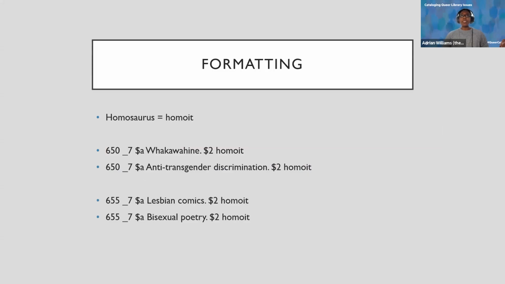There are 2 places to put Homosaurus terms in the MARC record, the 650 field for subject terms and the 655 field for genre/form terms. The first indicator can be left blank, or it can be made a 1 to indicate that this is a primary heading for the title, or a 2 to indicate that it's a secondary heading for the title. The second indicator is 7, which indicates that the source code for the controlled vocabulary is present in the subfield 2. The source code for Homosaurus is homoit.